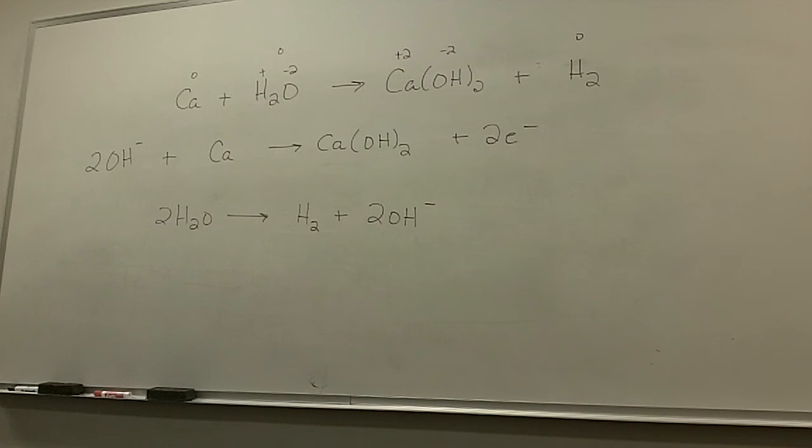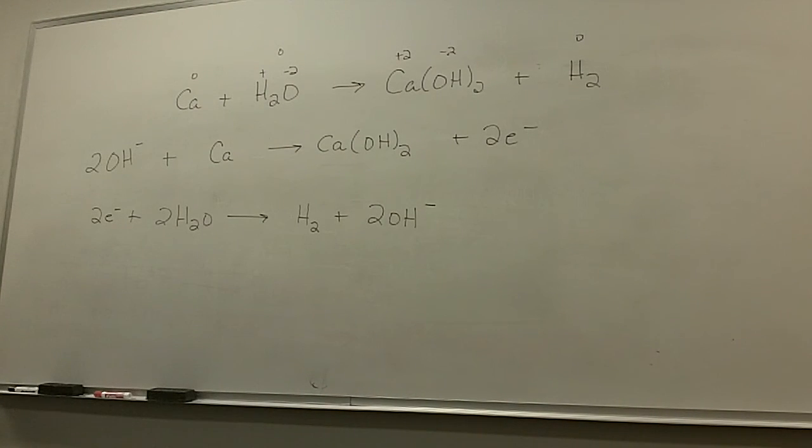Okay, so we got 2 OHs on each side, and now over here, do we have to add any ions? You still need to add 2 electrons. We've gotta add 2 or 1 electrons? 2. Let's do it. And now our electrons balance out, so we can add everything together.